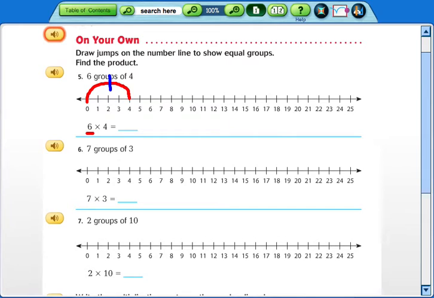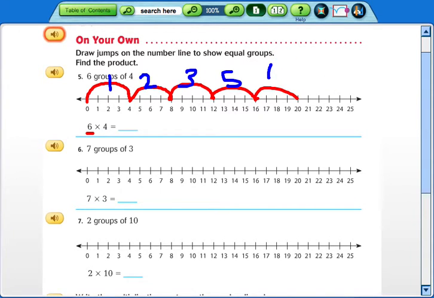Jump 1. Oh, gotta switch over to red. Okay, I need 4 in each. So 1, 2, 3, 4. Jump 2. 1, 2, 3, 4. Jump 3. 1, 2, 3, 4. Jump 5. 1, 2, 3, 4. Jump.